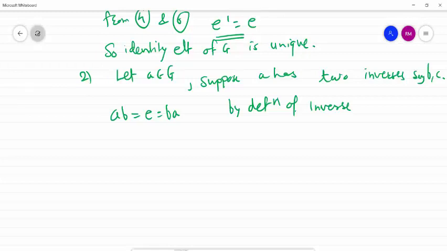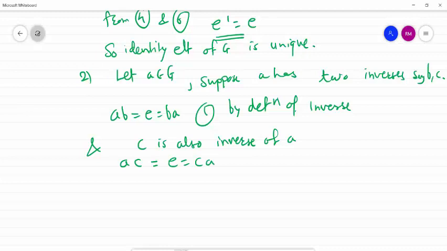A has two inverses. This, so B is also an inverse. That's why we can write this statement. Moreover, suppose this is statement 1: A has a second inverse, sorry, C. C is also an inverse of A. So we can write, by the definition of inverse, AC equal to E equal to CA. Suppose we denote this by 2.